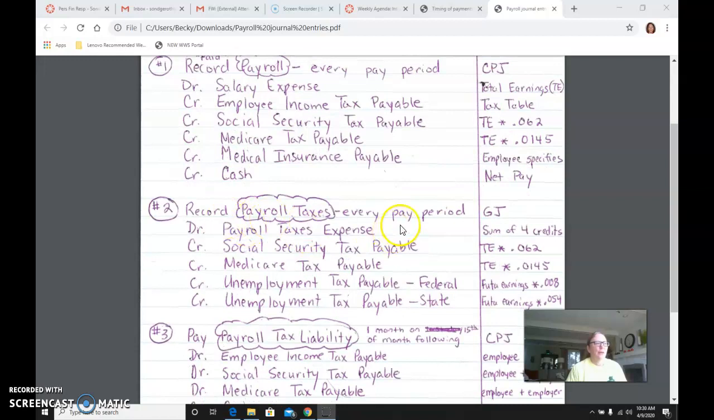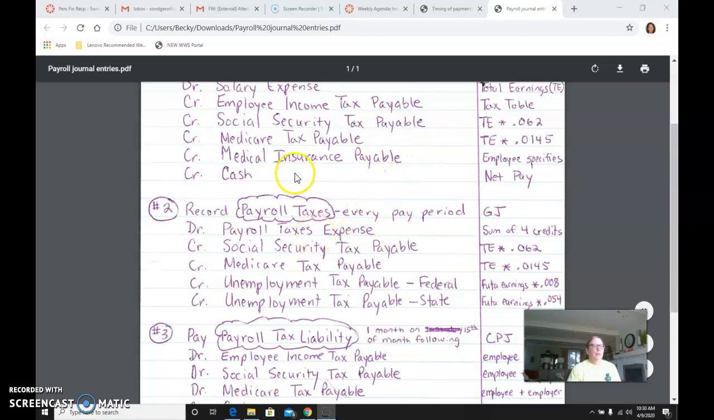The second entry that is also done every pay period is to record the payroll taxes, and that is in the general journal because no cash is involved. And we debit the payroll taxes expense for the sum or the total of these other 4 that we know how to compute. And these are the 4 liabilities that all employers have to pay. And here is how they are computed over here. And FUTA earnings, don't forget, is any earnings up to $7,000 times these percentages. So those are done every pay period to record all the salary related cost and my payroll tax cost.